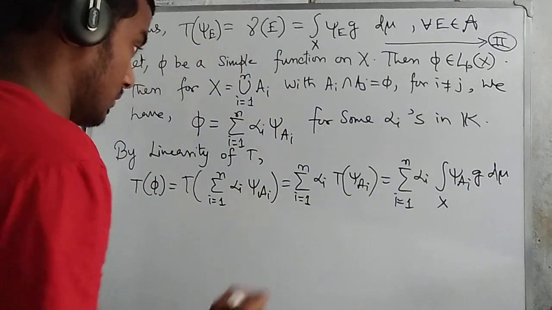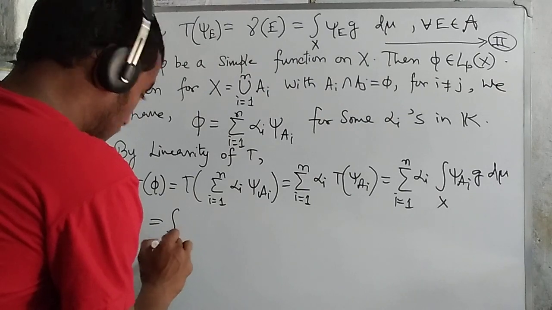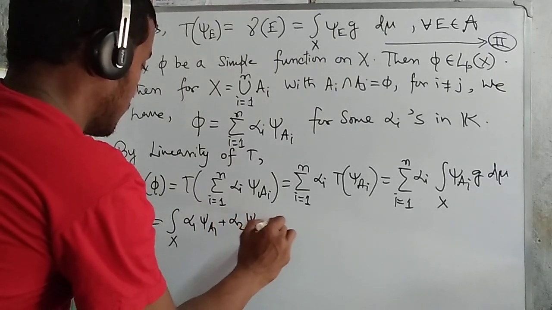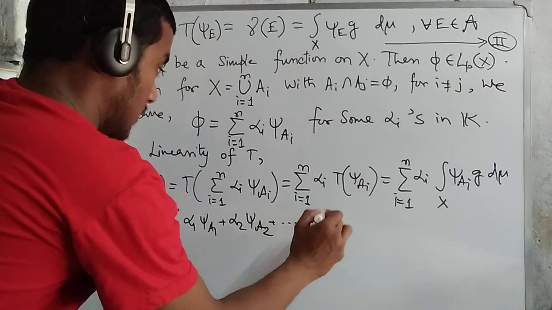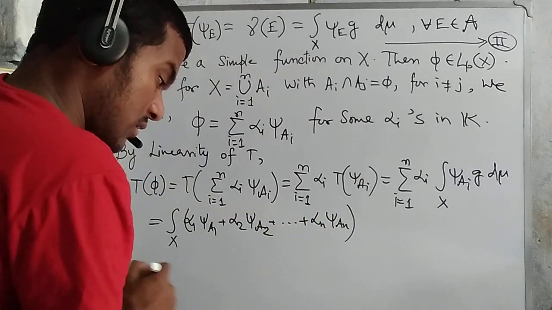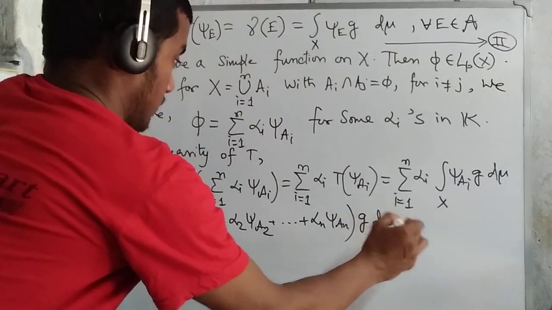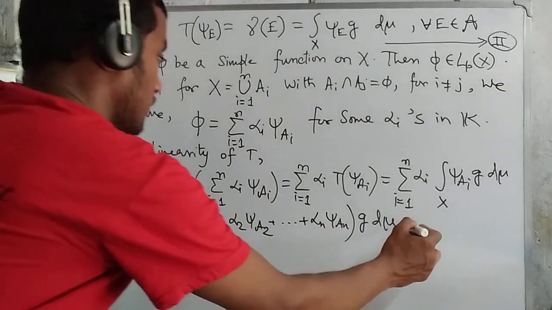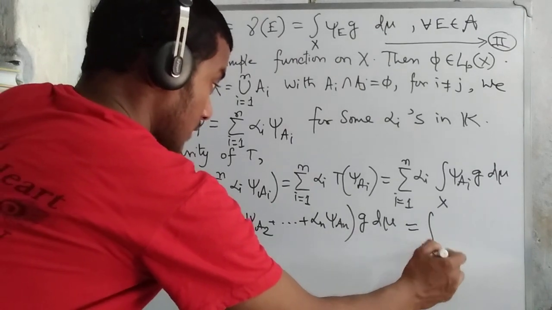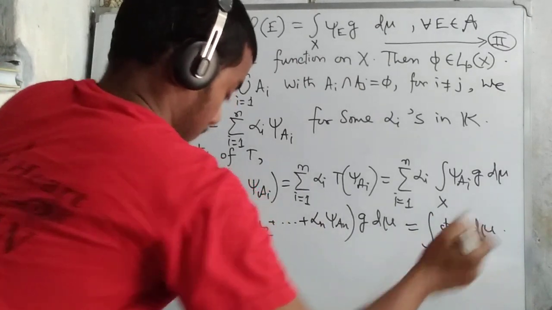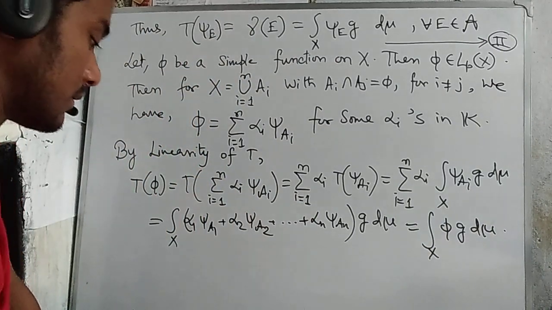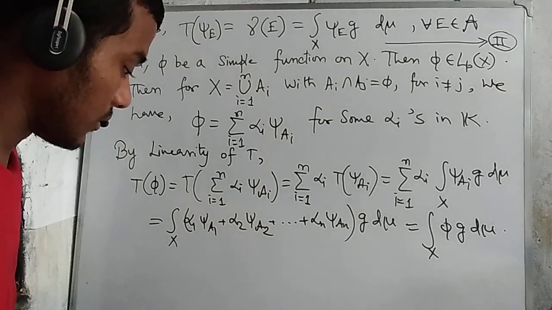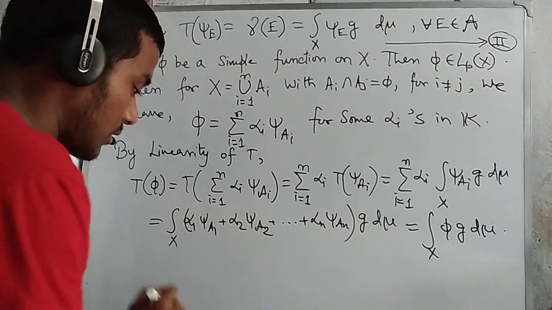Equal to the integration over X of alpha_1 psi_{A_1} plus alpha_2 psi_{A_2} plus dot dot dot plus alpha_n psi_{A_n}, times g d mu. Then this one equal to the integration over X of phi g d mu. Then obviously we write it now.